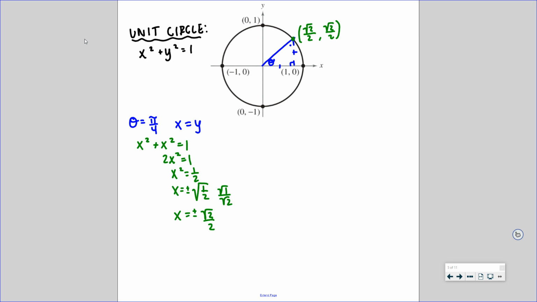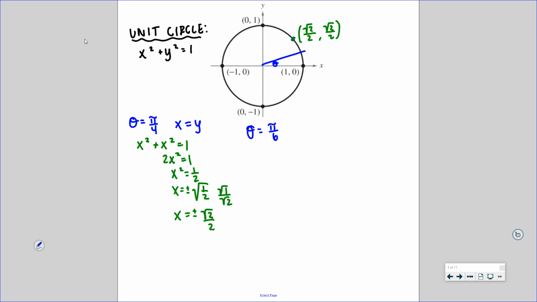The next one's a little trickier. You can erase it or keep all your markings in. We're going to do 30 degrees next, or pi over 6. So this time theta is pi over 6, and this is going to take a little recollection from geometry with special 30, 60, 90 right triangles. So pi over 6 would be somewhere right here.